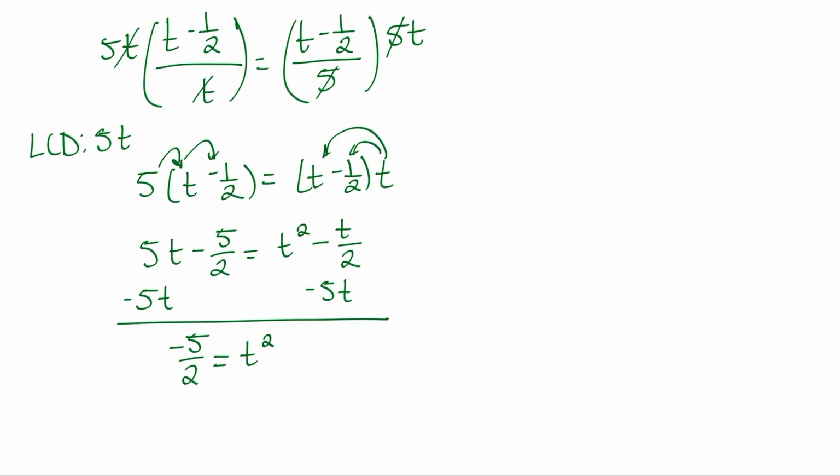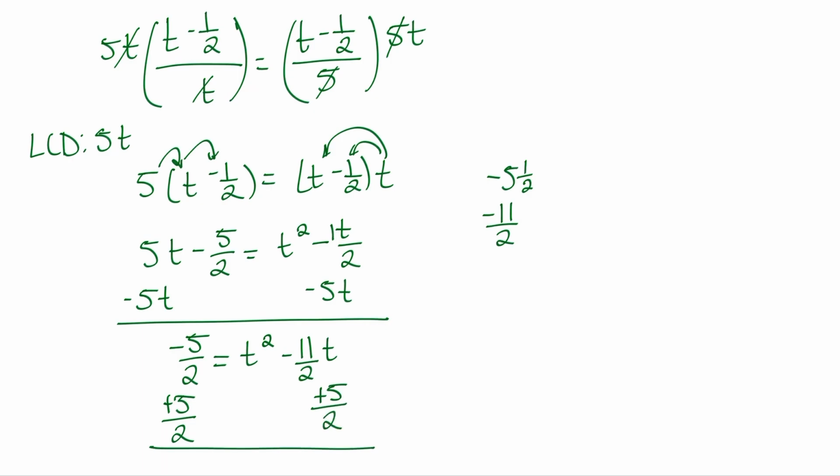And then, okay, so here, this is like a 1/2 t, right? So I have negative 1/2 minus 5. So that's negative 5.5, which if I write that as a mixed number, that's just going to be negative 11 over 2. So I have negative 11 over 2t. And then now I need to move this negative 5 over 2. So I'm going to add 5 over 2 to both sides. So when I do that, I get 0 equals t squared minus 11 over 2t plus 5 over 2.